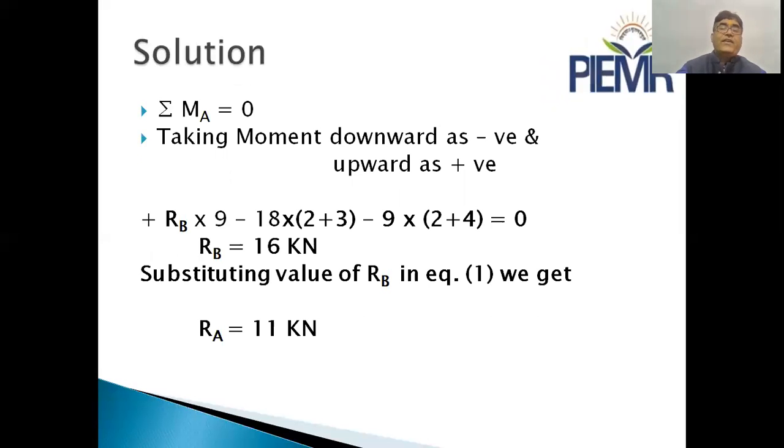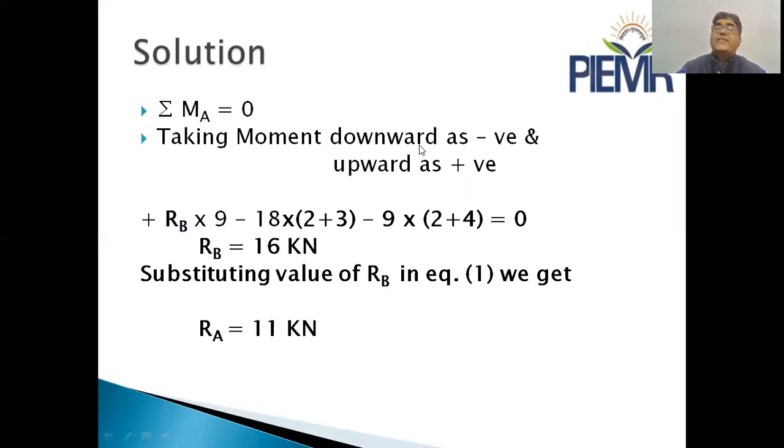Which reaction will be carrying how much load, which support will be carrying how much load, we will now find by equating the moment equal to 0, because at equilibrium condition, the second part of the equilibrium condition of any object is that the summation of all the moments at any point equals 0. Here we will take the point A for taking the summation of all the moments equal to 0.